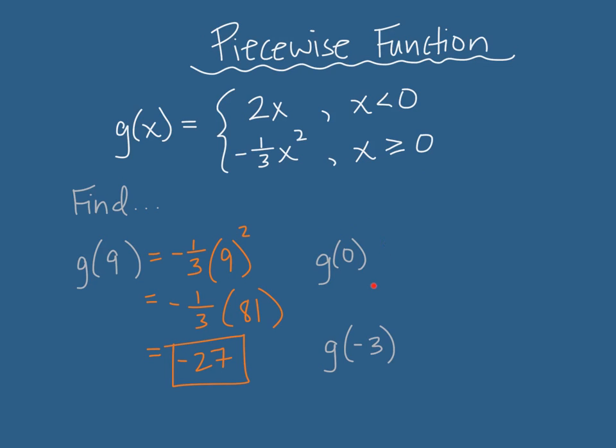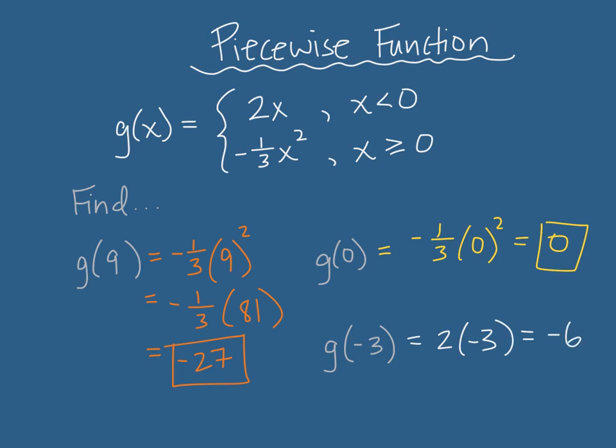All right, for this next one, g of 0, we're inputting a 0. That means we are again following the bottom rule because 0 is greater than or equal to 0. So we're going to plug in 0 to this bottom rule. Negative 1/3 times 0 squared is 0. For the last one, negative 3, we're actually going to be following the top rule because negative 3, our input there, is less than 0. So we're going to follow this top rule, 2 times x, or 2 times negative 3, and we will get negative 6.